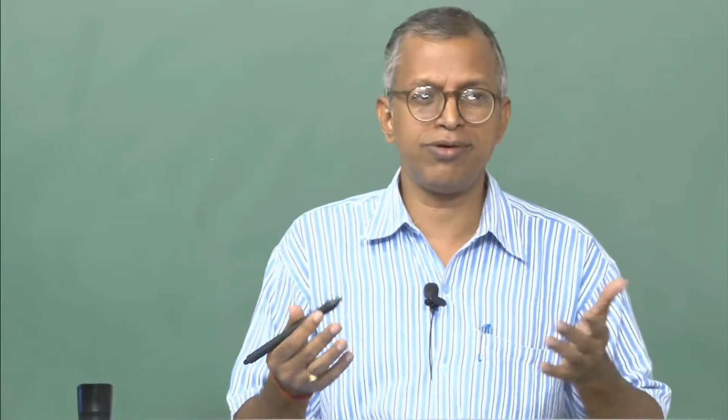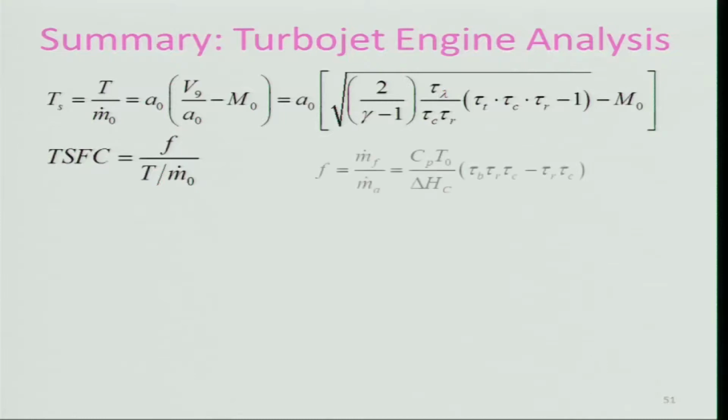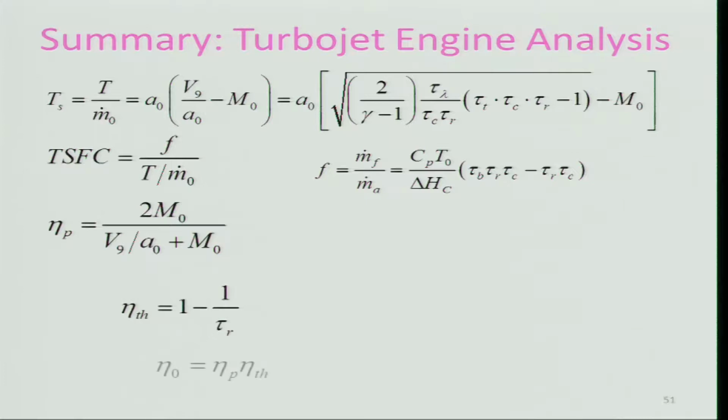That you must appreciate. Otherwise, I need not go for this, unless I am not interested in parametric studies, which is essential when I am trying to understand how the performance is affected by the various parameters. Right, the TSFC, and we know that f can be expressed in terms of tau lambda, tau r, tau c minus tau r, tau c, and multiplied by Cp T0 beta. And these are the expressions for propulsive efficiency and thermal efficiency, which we have discussed just now.